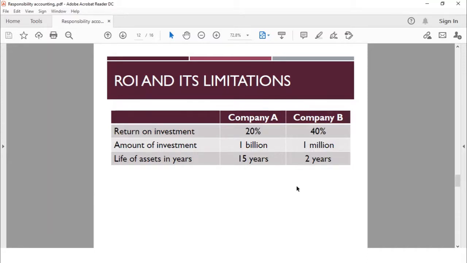So, if you will solely base on the ROI, we can conclude that company B is performing well. However, if you look at the other details, you can see that the amount of investment for company A and company B varies significantly. Company A is managing 1 billion worth of investment, while company B is only managing a 1 million worth of investment. So, makaingon ka nga si company A, it is harder to manage company A tungod kay mas dako iyang amount of investment.